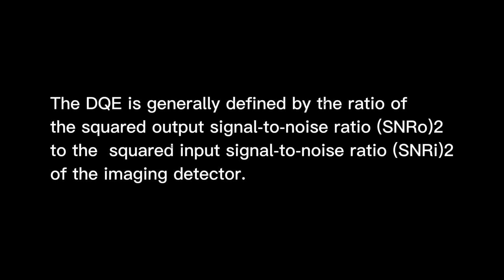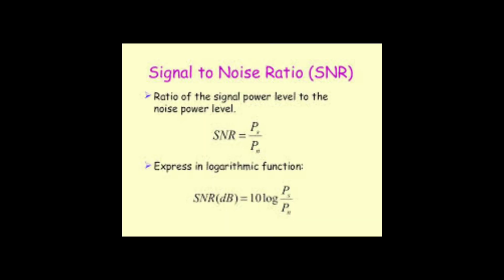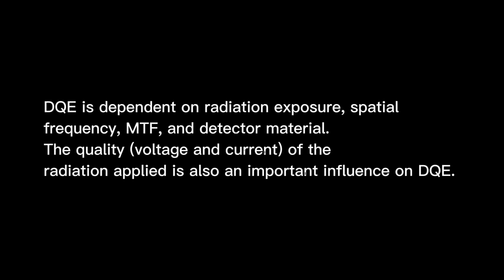The DQE is generally defined by the ratio of the squared output signal-to-noise ratio (SNR²) to the squared input signal-to-noise ratio (SNR²) of the imaging detector. DQE is dependent on radiation exposure, spatial frequency, MTF, and detector material. The quality, voltage, and current of the radiation applied is also an important influence on DQE. The ideal detector would have a DQE of 100% at all spatial frequencies, meaning that all the radiation energy is absorbed and converted into image information.